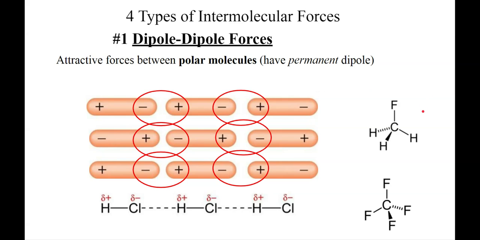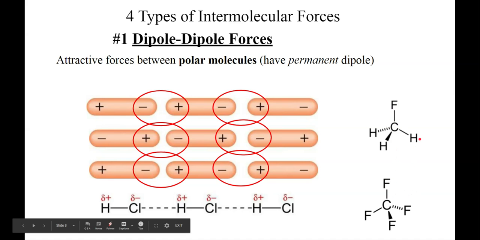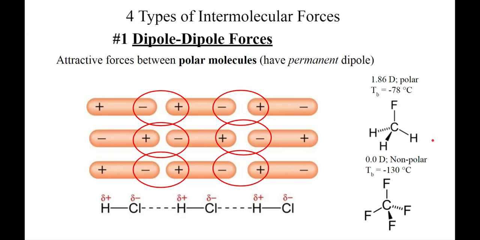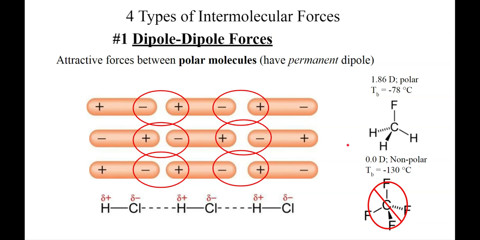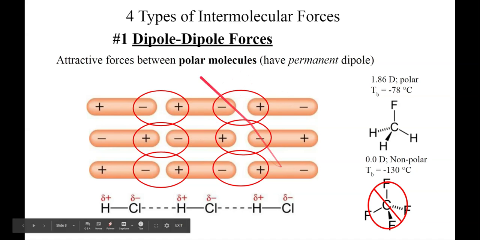Take these examples, fluoromethane versus carbon tetrafluoride: 1 polar bond, 4 polar bonds. If we look up their boiling points, we'll find that the one above has a higher boiling point by about 50 degrees, and it's because it is polar. This one, being nonpolar, does not have dipole-dipole interactions. So the more polar something is, the greater the boiling point, because it has these attractive forces that higher temperatures are required to break.